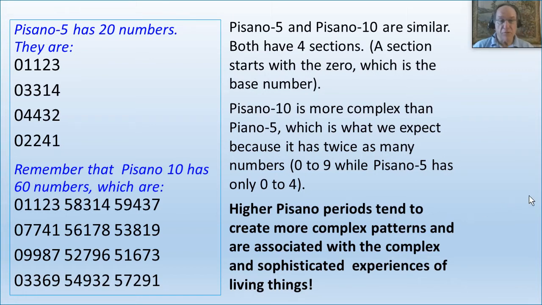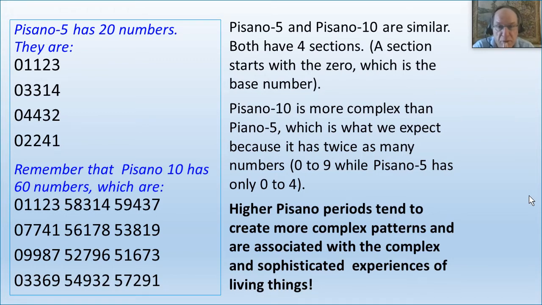So the Pisano 5 we can think of as a kind of simplified Pisano 10. Pisano 10, with its 60 numbers and 12 sections, is more like a cathedral or palace, and Pisano 5 is like a simplified form of it. Or you can think of Pisano 10 as a beautiful piece of music, and Pisano 5 as some simplified fundamental concept behind it. I think you can see what I'm saying.